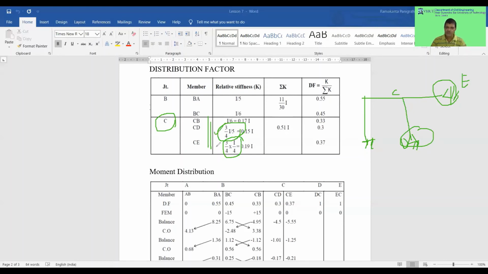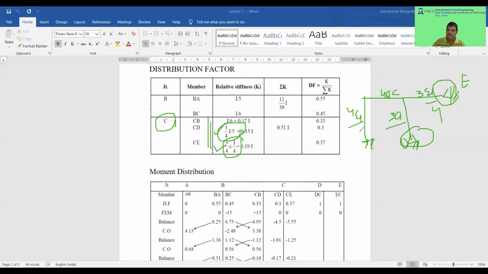If you do not take 3 by 4 here, the entire calculation becomes wrong. Your distribution factor will be wrong, and everything in the calculation goes wrong. So you should be very careful while solving the problems and taking the values properly. That is why, if you are very confused, you take this as 4EI by L, this is 3EI by L, this is 3EI by L, and this is 4EI by L.